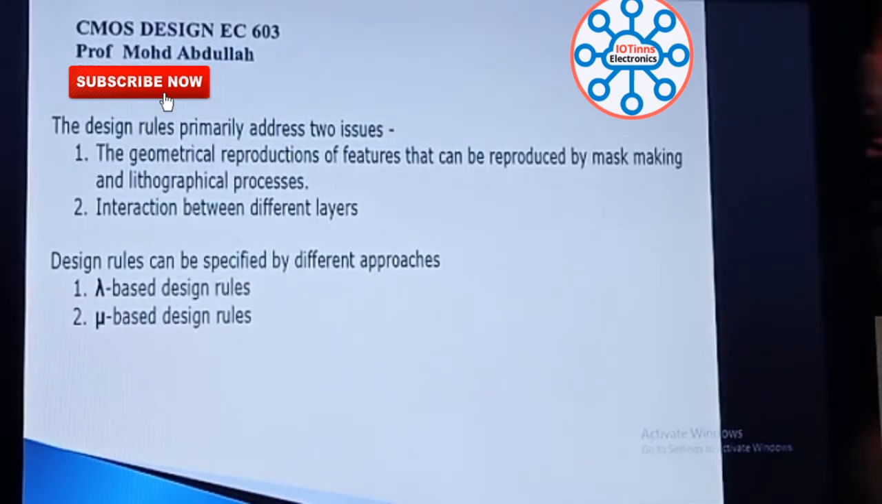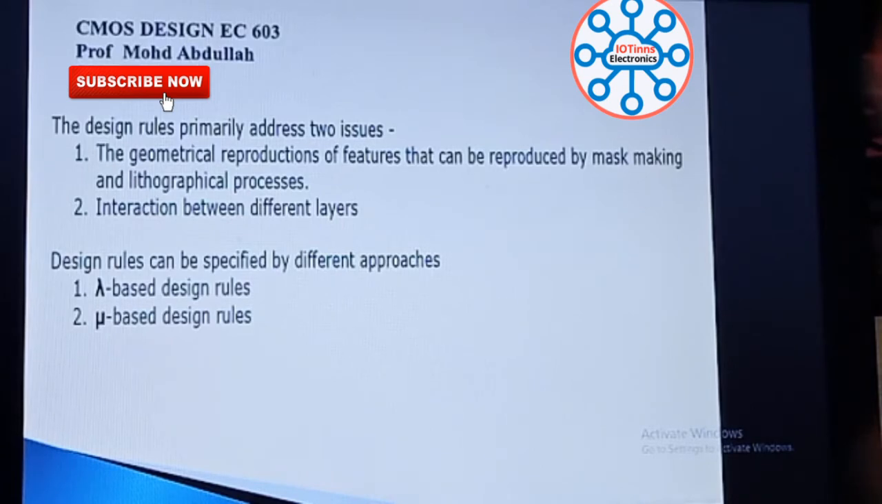Then the design rules primarily address two issues. First of all, the geometrical reproduction of the features that can be reproduced by the masking and lithographical process. And second is the interaction between the different layers. So it is clear that the design rules will help you to interact between the different layers that are designed during the CMOS process, the bipolar process, or the hybrid technology process.